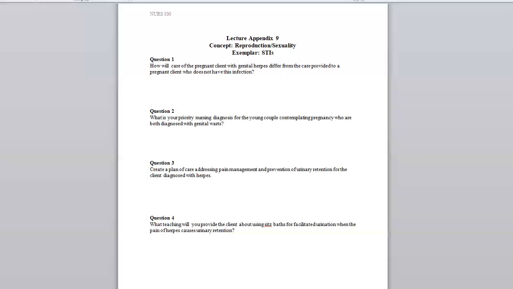Looking at your clothing, wear loose cotton underwear. Don't use perfumed soaps or bubble baths. Avoid sex until the sores are healed. Then use lubricant to reduce friction. And then lastly, take over-the-counter pain relief medication.